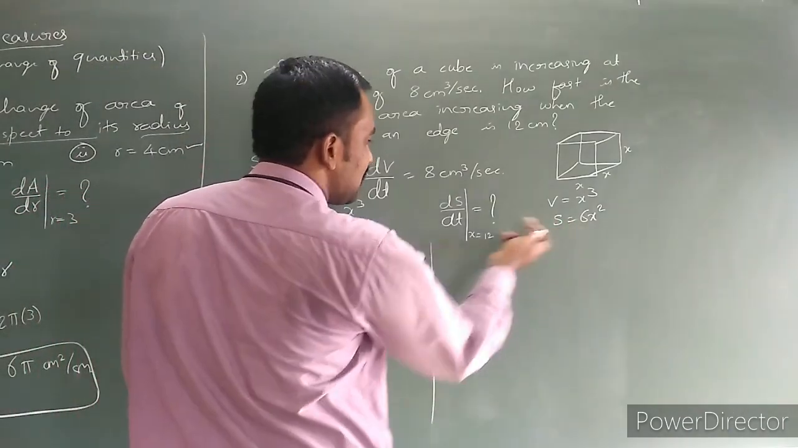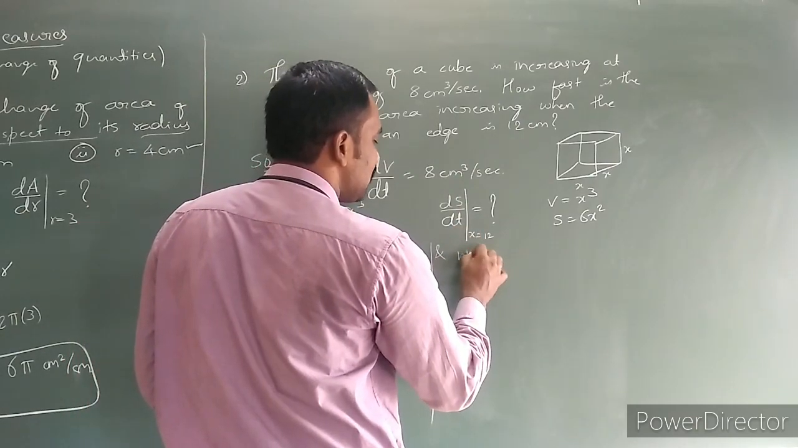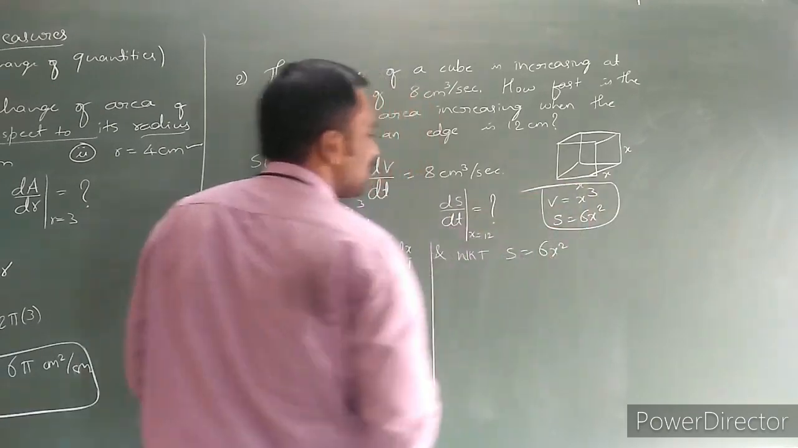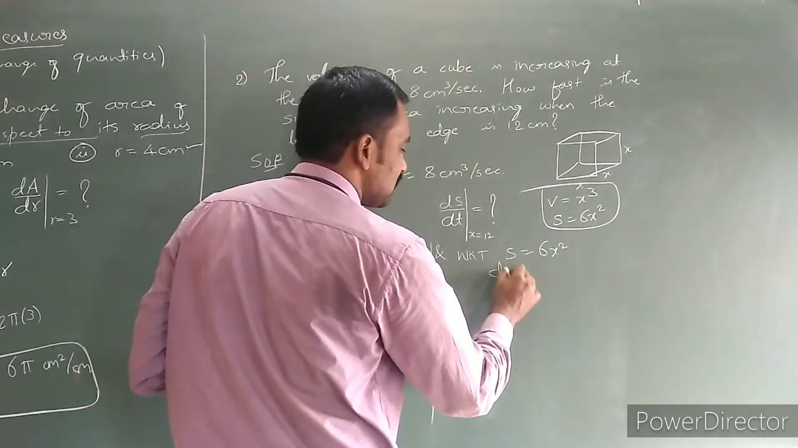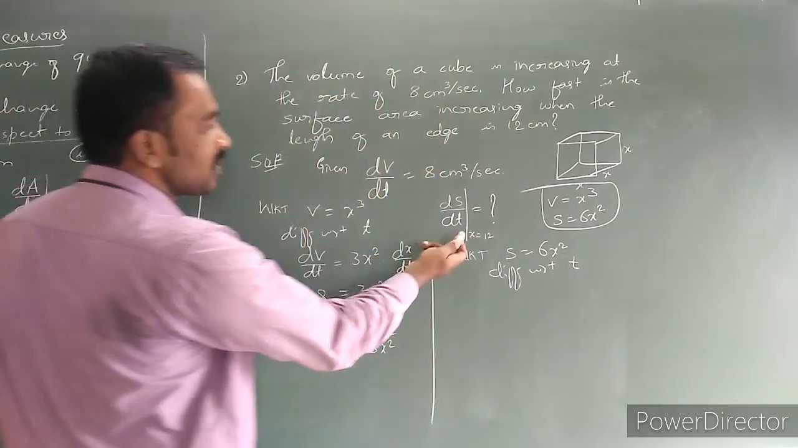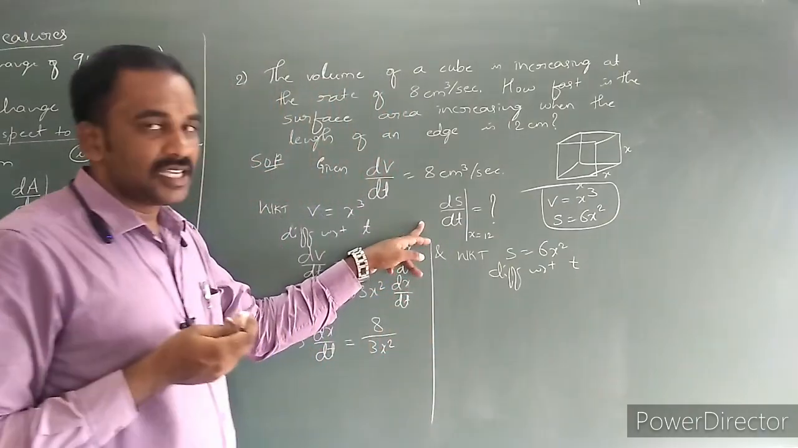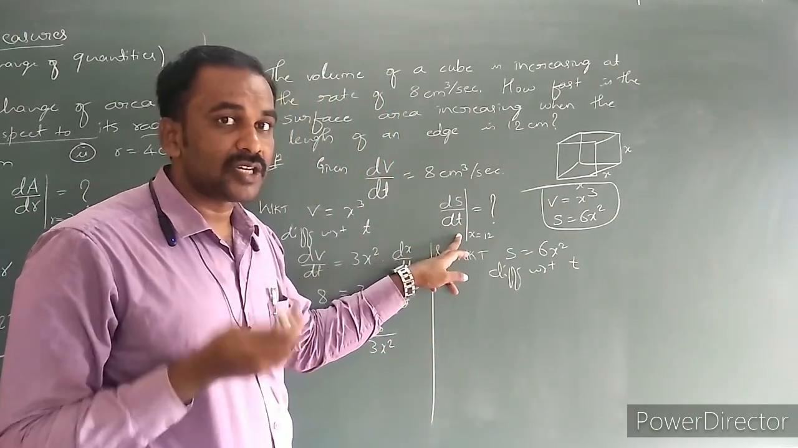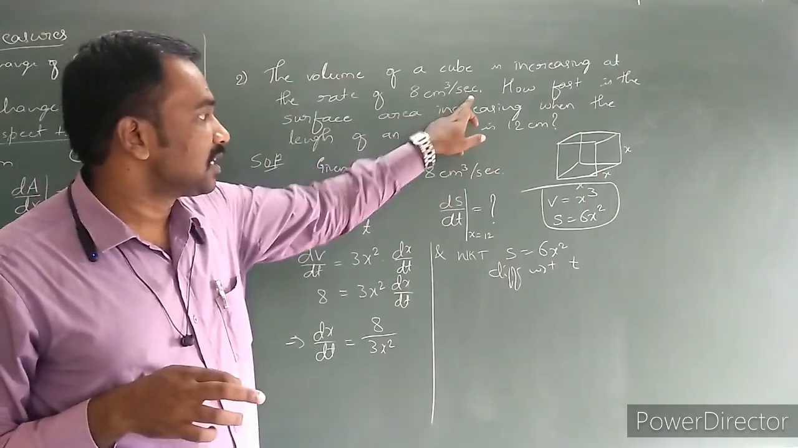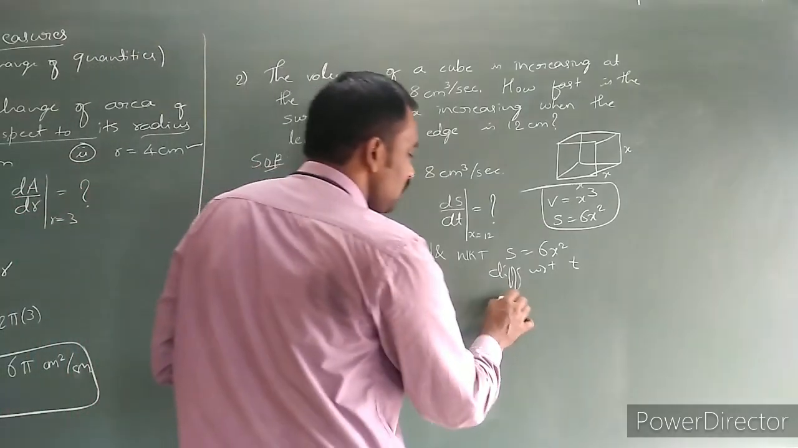Now we need to find the rate of change of surface area. We know that surface area is 6 times x square. Again differentiating with respect to what? With respect to time itself, because the rate of change is with respect to time. If you have confusion about how to know that, depending upon the given value per second, it is sufficient to differentiate with respect to time.